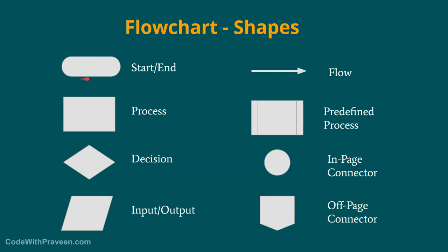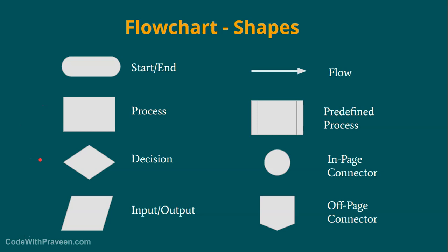This is typically used to denote the start and end of a flowchart. So at the start you see a start one, and at the end you will use again the same shape to denote the flowchart has the end. The next we refer to as the process. It's basically like a rectangle where you define a set of processes or actions to be taken.